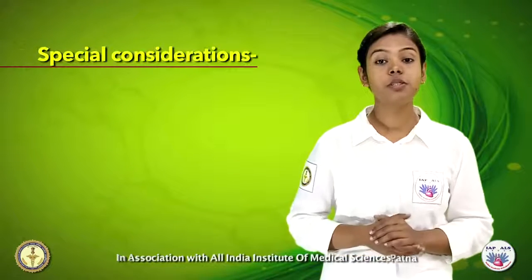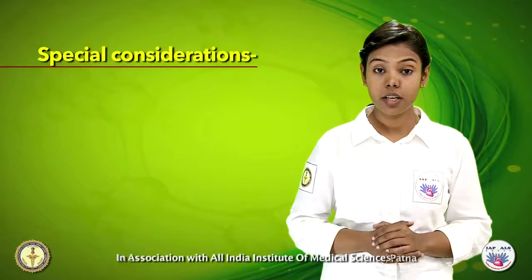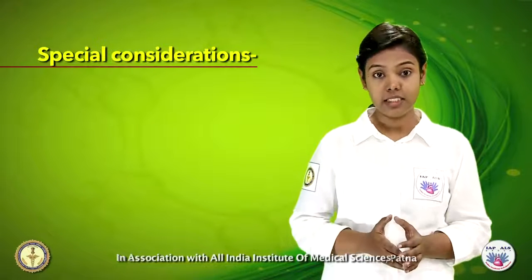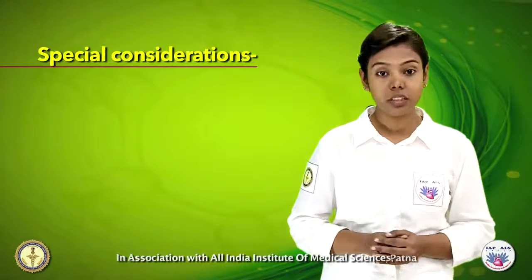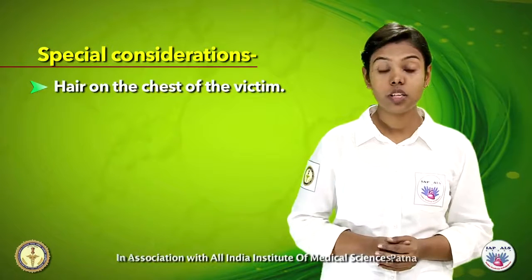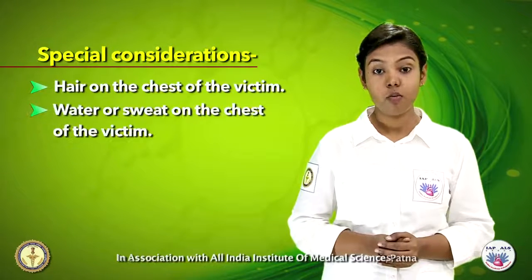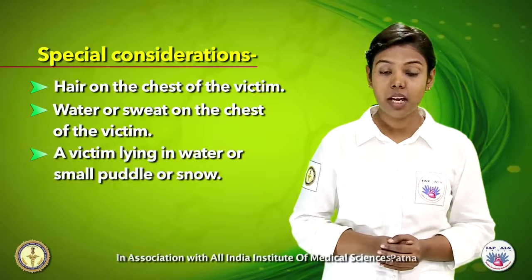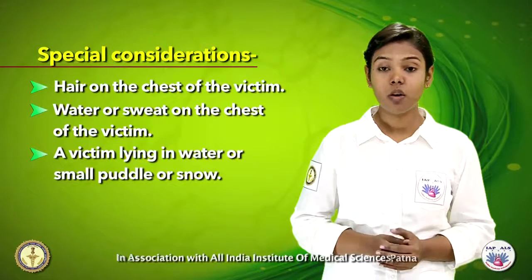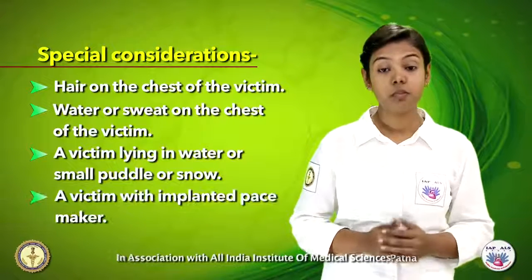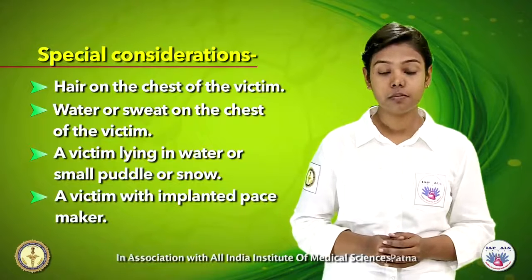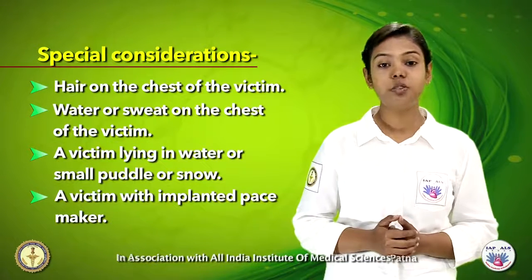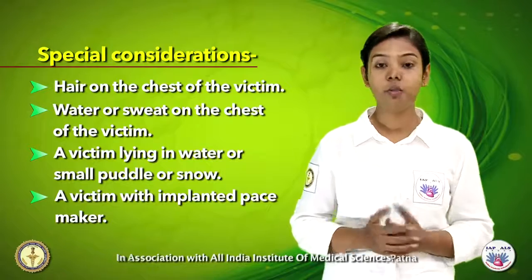There are certain special situations that may require the rescuer to take additional actions when using an AED. These situations include hair on the chest of the victim, water or sweat on the chest of the victim, a victim lying in water, a small puddle or snow, and a victim with an implanted pacemaker. Additional actions required in these situations have been described in detail in your BLS manual.